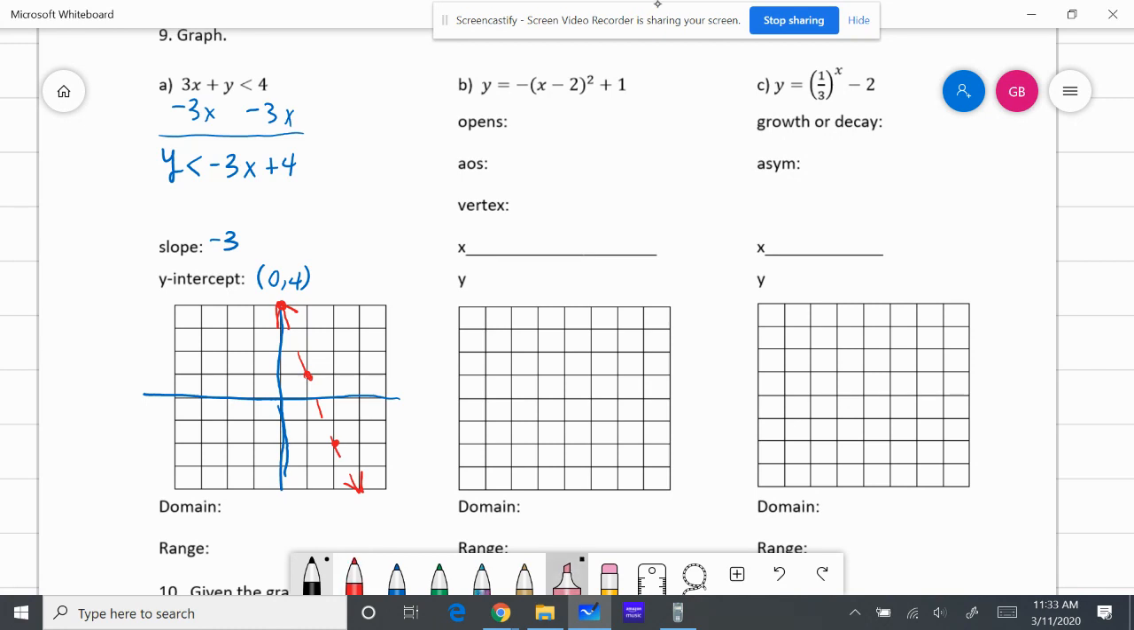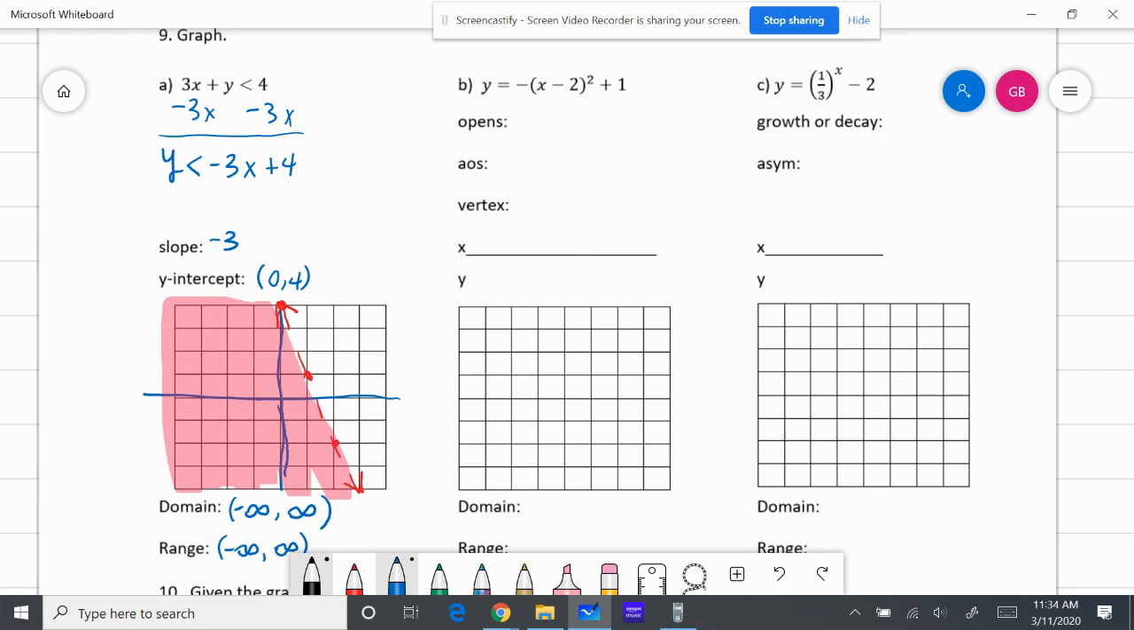And now you have to shade either above or below the line. Since y is less than negative 3x plus 4, then you shade below the line. So everything in pink is a possible solution. Now for your domain, how far to the left does it go? So it goes from negative infinity all the way to positive infinity to the right. Range, how low and how high does it go? From negative infinity to infinity as well.